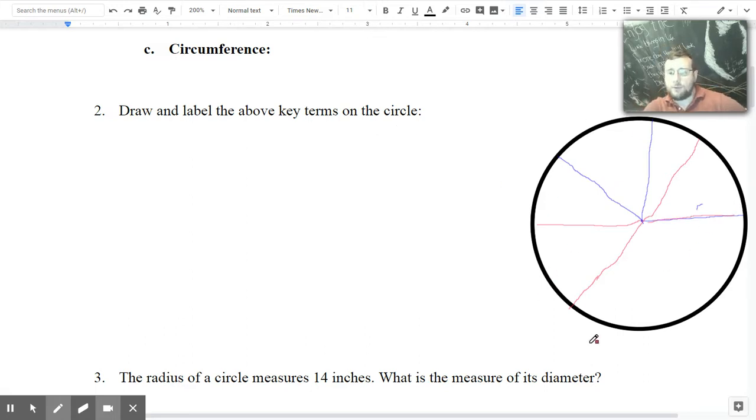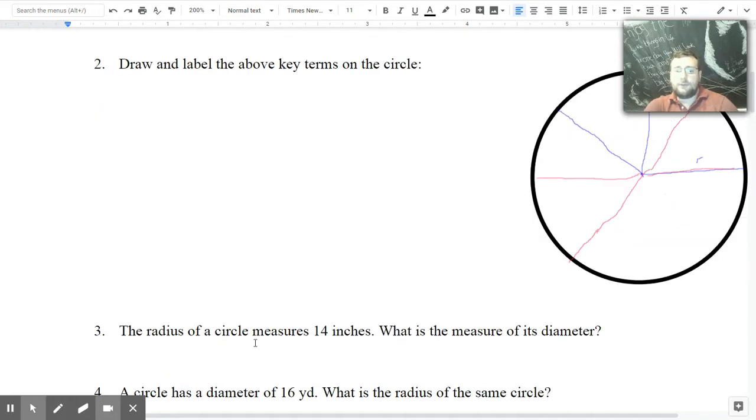Circumference is the measure of going around. So this bolded distance around would be the circumference, right? So we did number 2 already and defined them. That's number 1.